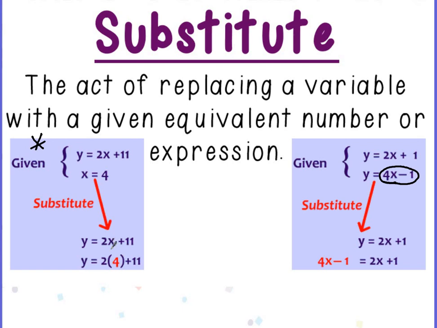So think about when you're playing a sport. If you're going into the game and somebody else is coming out, it's substitution. So in this case, in this game of math, we have x is coming out and 4 is going in its place.